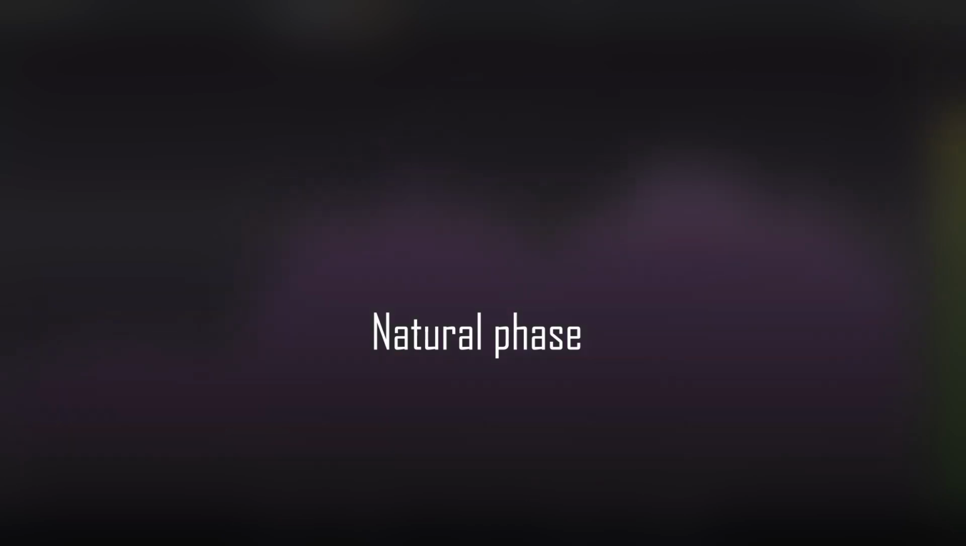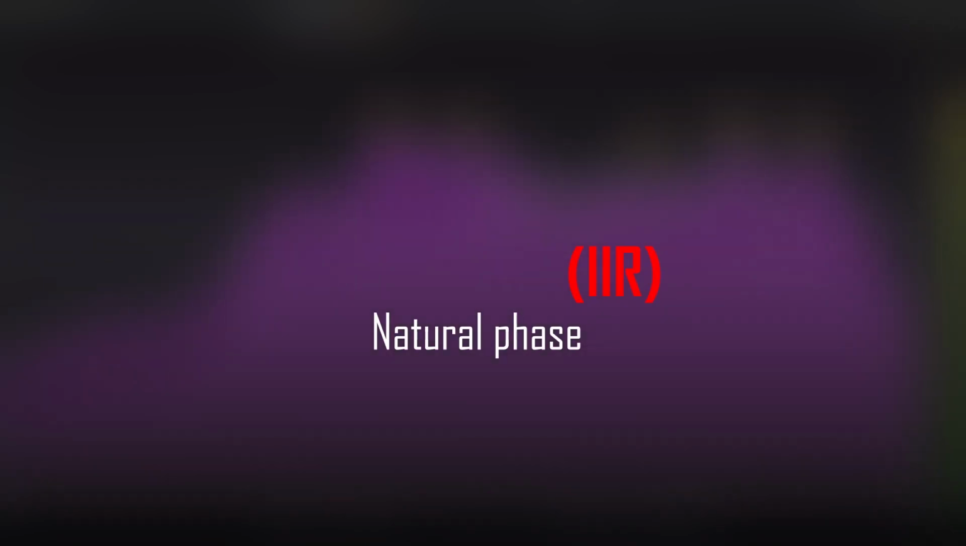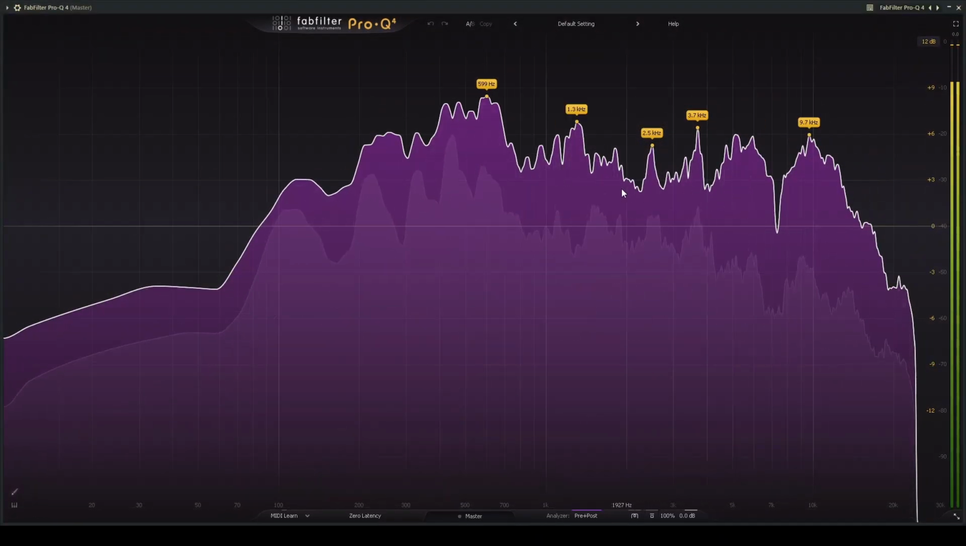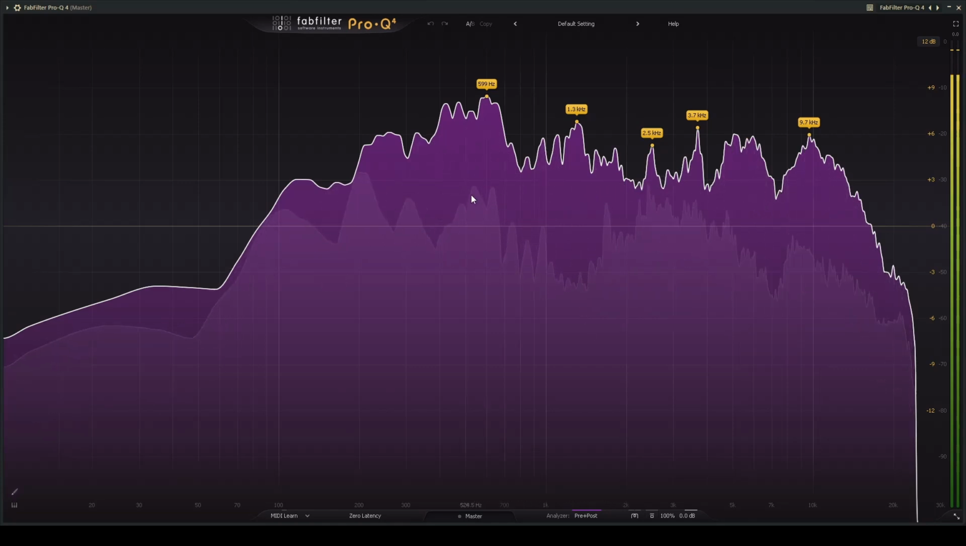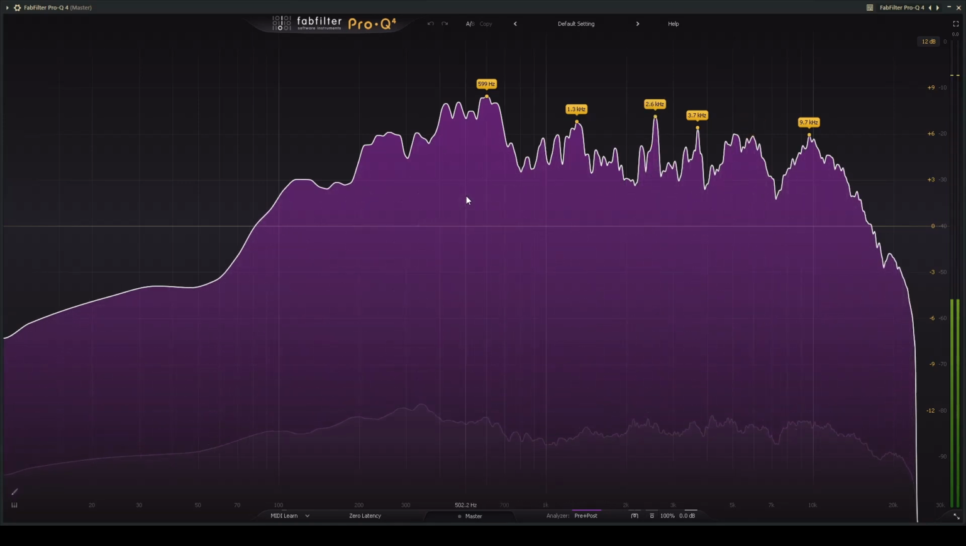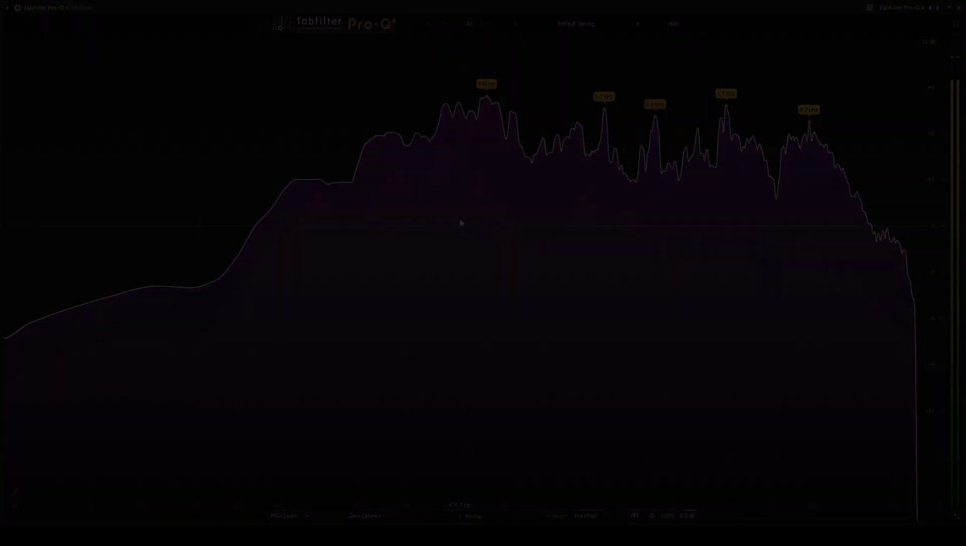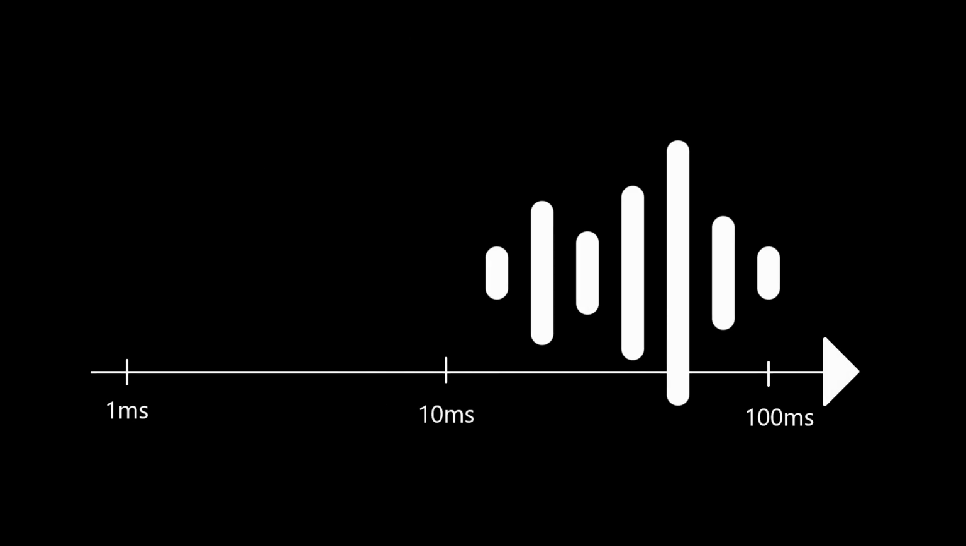Natural phase filters also use IIR filters, but they aim to reproduce analog signals. It is far outside the scope of this video to also discuss the differences between analog and digital signal processing, but I may return to it in a future video. The important thing to note is that in ProQ, this algorithm can add a really slight delay to your signal to make the necessary calculations.